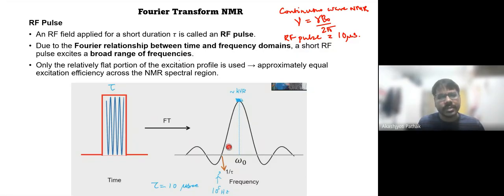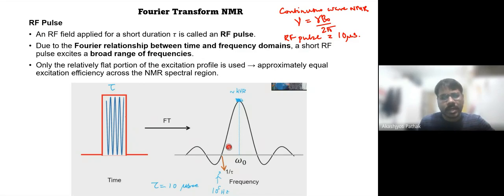of frequencies. So what will happen is that when we apply that particular RF pulse, all the nuclei which have a frequency equivalent to the frequency of the RF pulse will be excited simultaneously. That is what is written. So this short RF pulse will excite a broad range of frequencies.